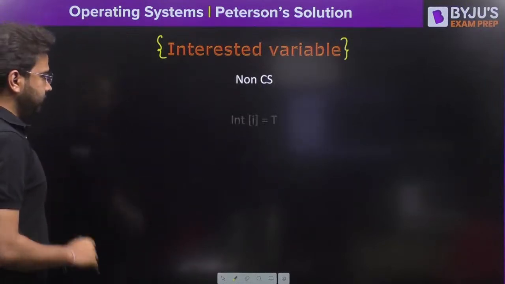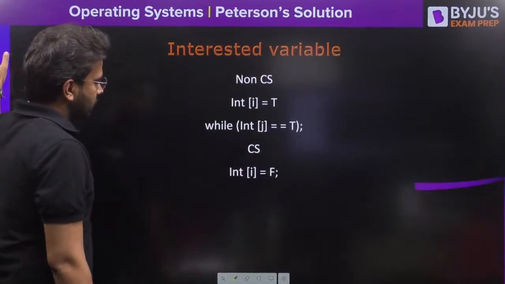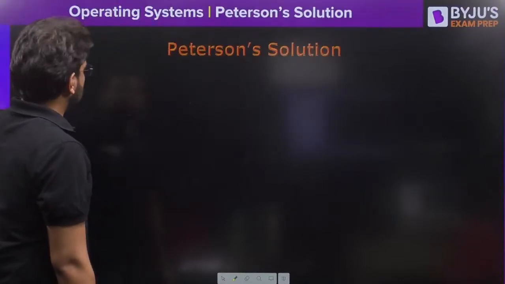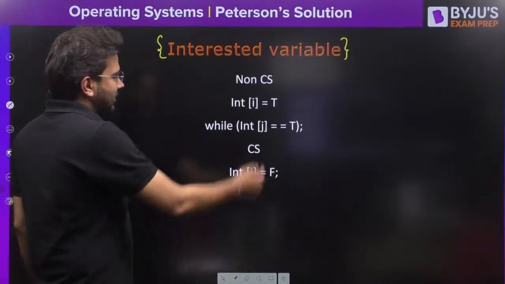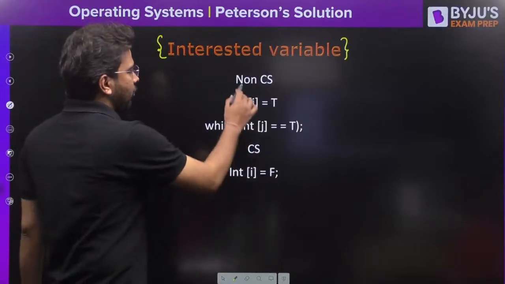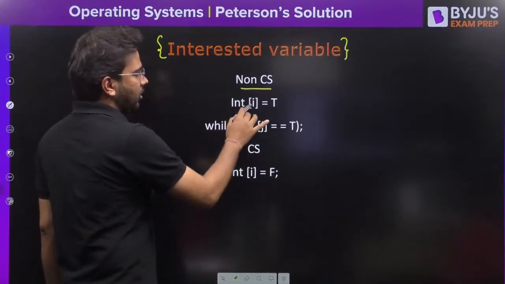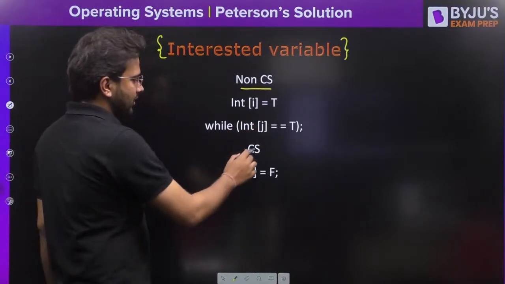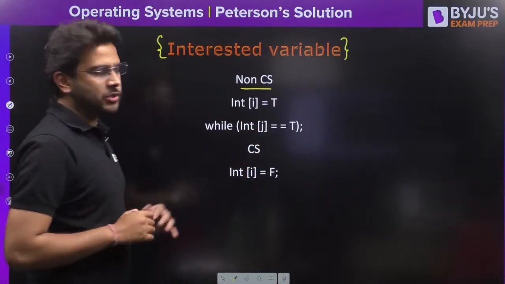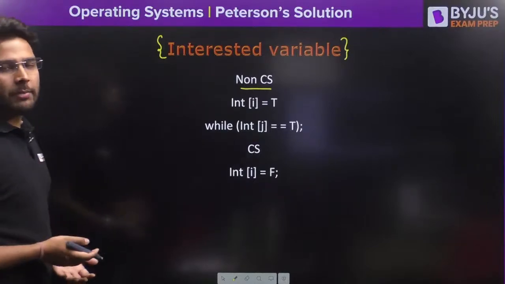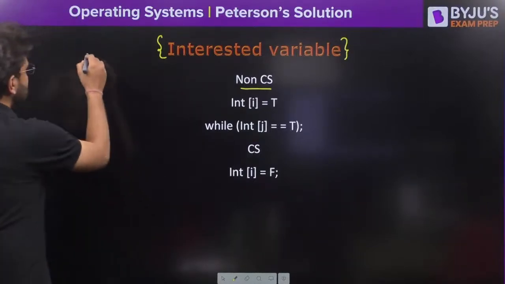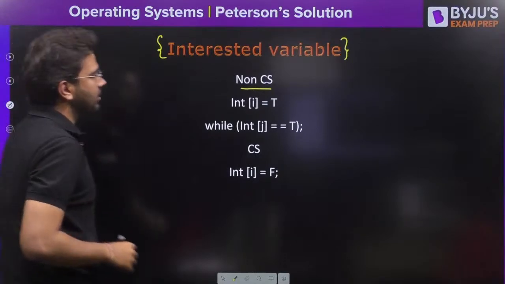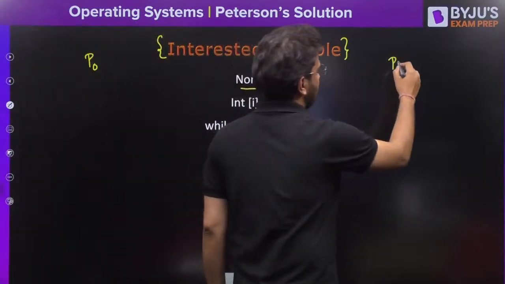So let's say this is the code of the interested variable. You have the non-critical section, then interested of i is equal to true, while interested of j is equal to true, critical section, and then interested of i is equal to false. This is also applicable for two processes. Let's say you have process P0 here, and process P1 here.